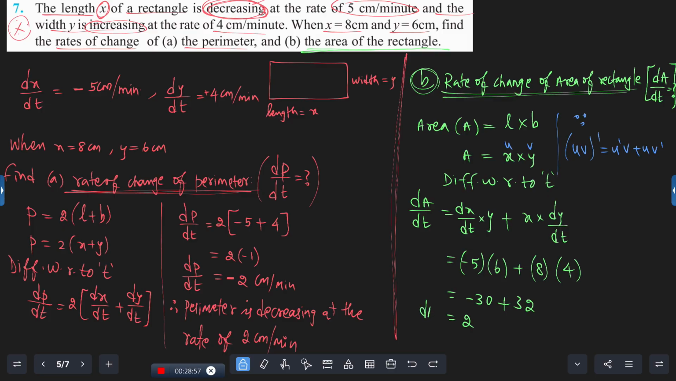This is dA divided by dt, the area, in centimeter square per minute. Minute is given. Then you have to write: plus means increasing, so area is increasing. Area is increasing at the rate 2 centimeter square per minute, you have to mention.